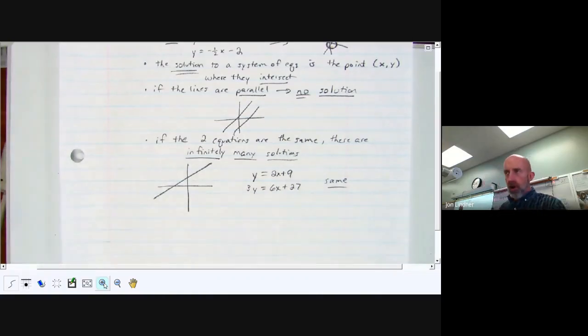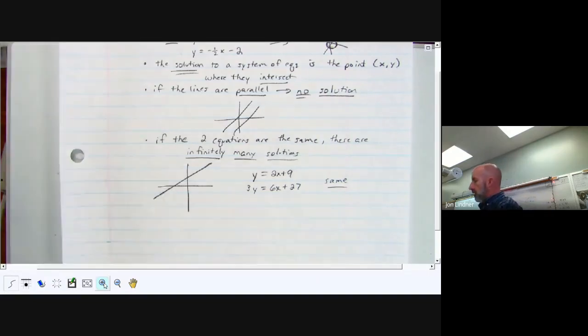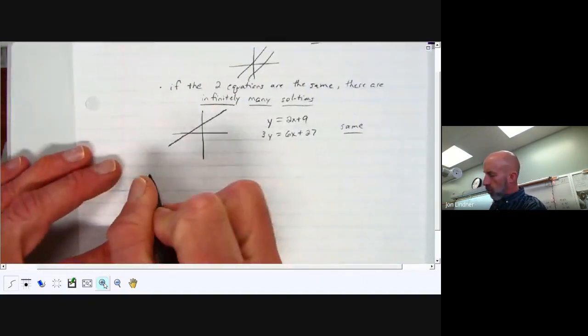Finding our solutions on Desmos is easy. Let's do just a couple. Before I switch to Desmos, let me give you the two equations we're going to work with.